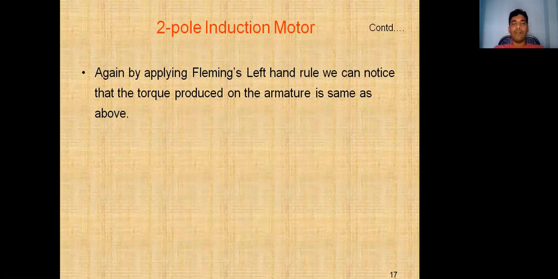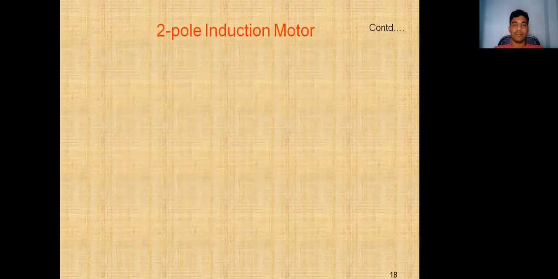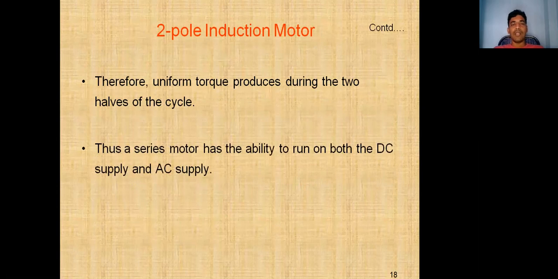Again, by applying Fleming's left-hand rule, we can notice that the torque produced on the armature is the same as above. At this instant also, the armature will tend to rotate in the same direction, that is anti-clockwise. Therefore, uniform torque is produced during the two halves of the cycle. Thus, a series motor has the ability to run on both DC supply and AC supply.